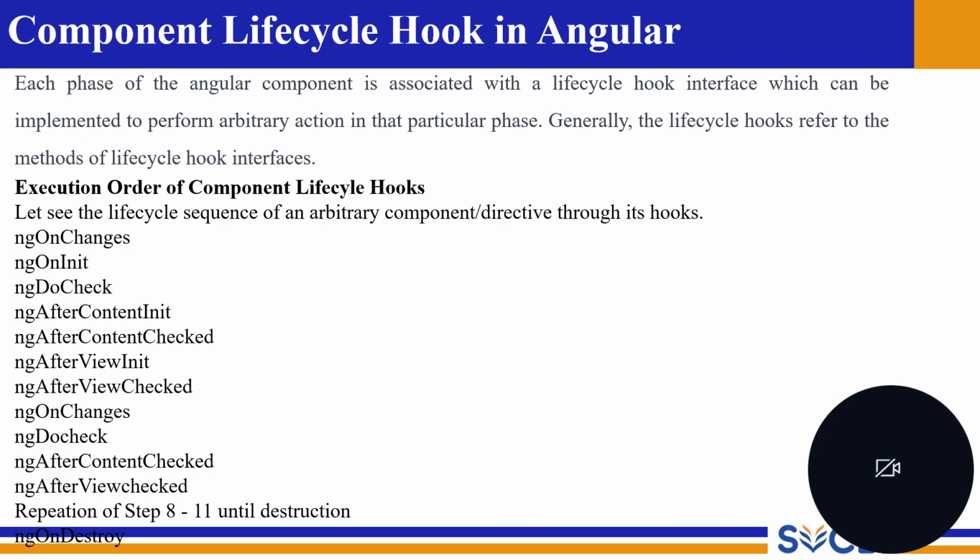So this is the execution order of component lifecycle hooks. First one is ngOnChanges, ngOnInit, ngDoCheck, ngAfterContentInit, ngAfterContentChecked, ngAfterViewInit, ngAfterViewChecked, ngOnChanges, ngDoCheck, ngAfterContentChecked, ngAfterViewChecked. Repeat steps 8 to 11 until destruction. Finally, you have ngOnDestroy.